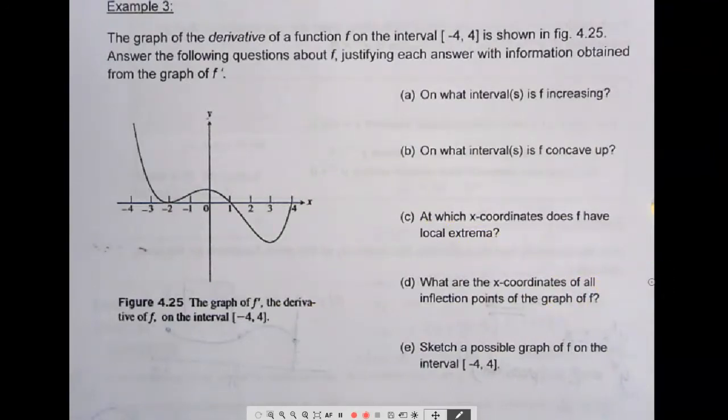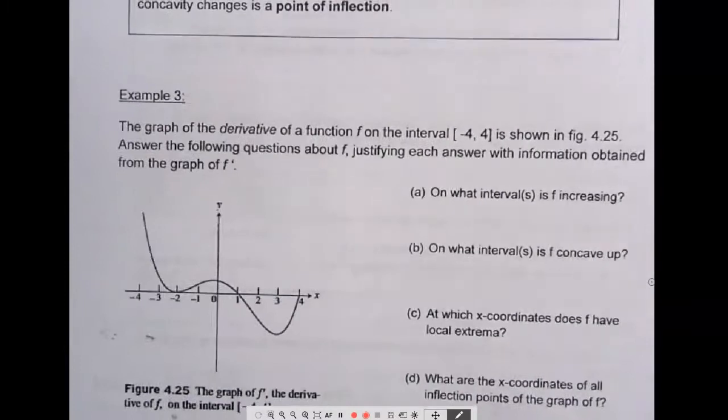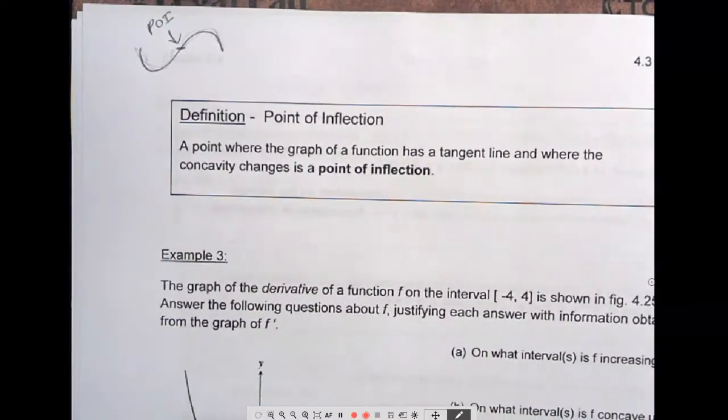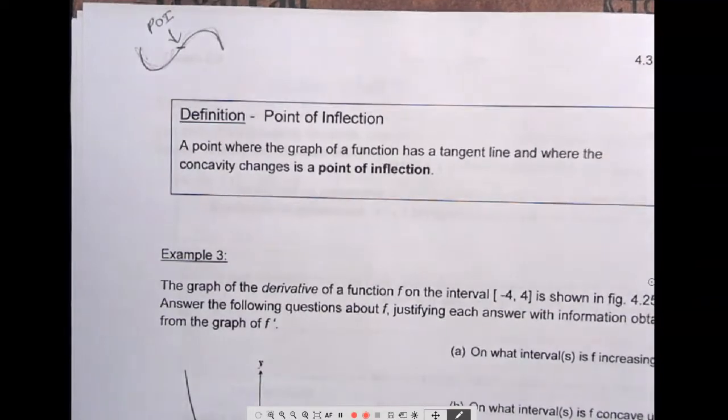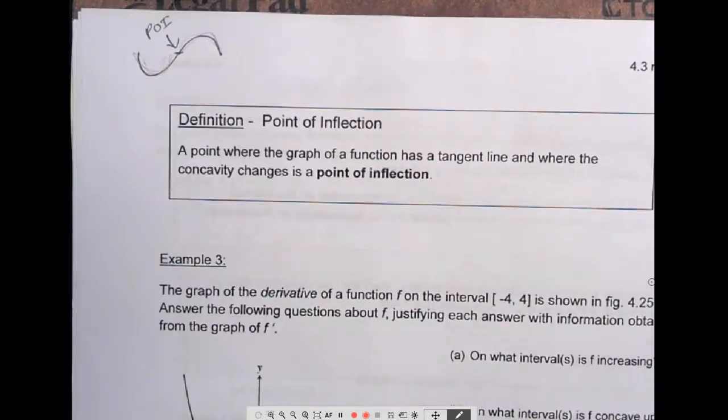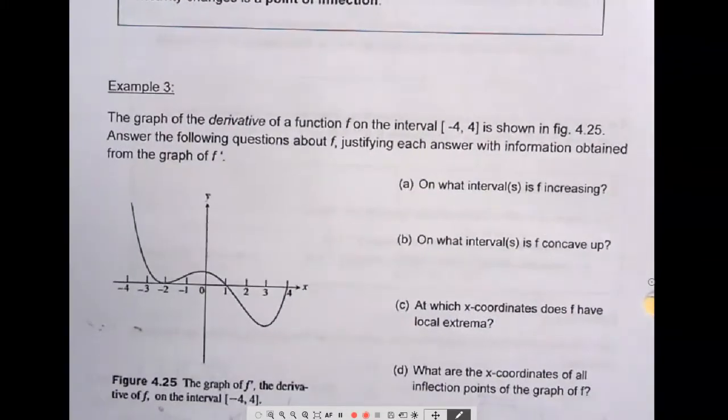Okay, guys. Back to our notes. Okay, so we just mentioned the point of inflection is where the concavity changes. So concave up, concave down, vice versa. Where it switches, that is our point of inflection. Okay, so let's look at this next example.